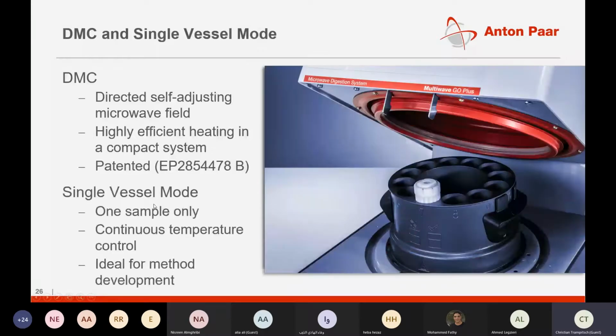Another nice feature, which I would like to mention here, is the single vessel mode. It can happen that you only have one sample. There are labs which do not have such a high sample throughput. So they just want to have one sample, a few samples a day maybe, or they just want to know exactly what's going on inside this one vessel during, let's say, a method development. So you just put in one vessel, the rotor is placing the vessel over the IR sensor, and we can continuously control the temperature inside this vessel. So we exactly know what's going on inside.